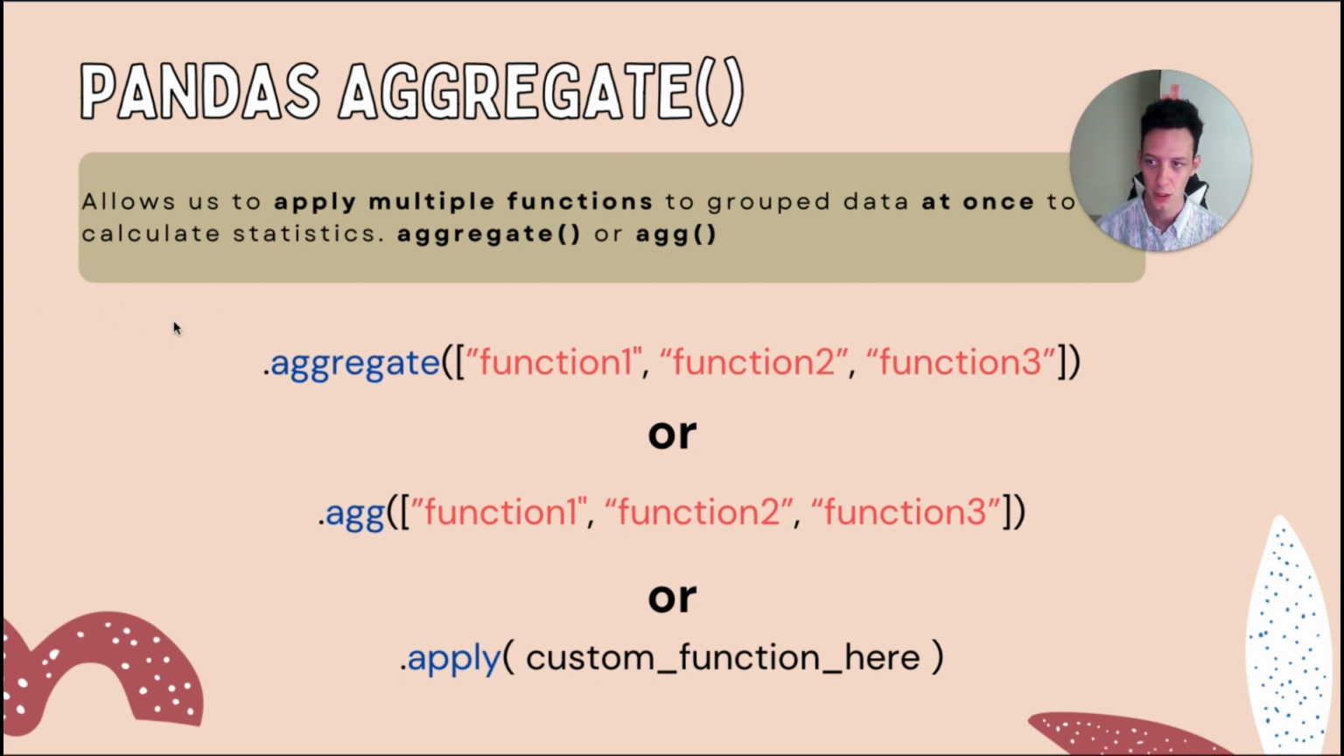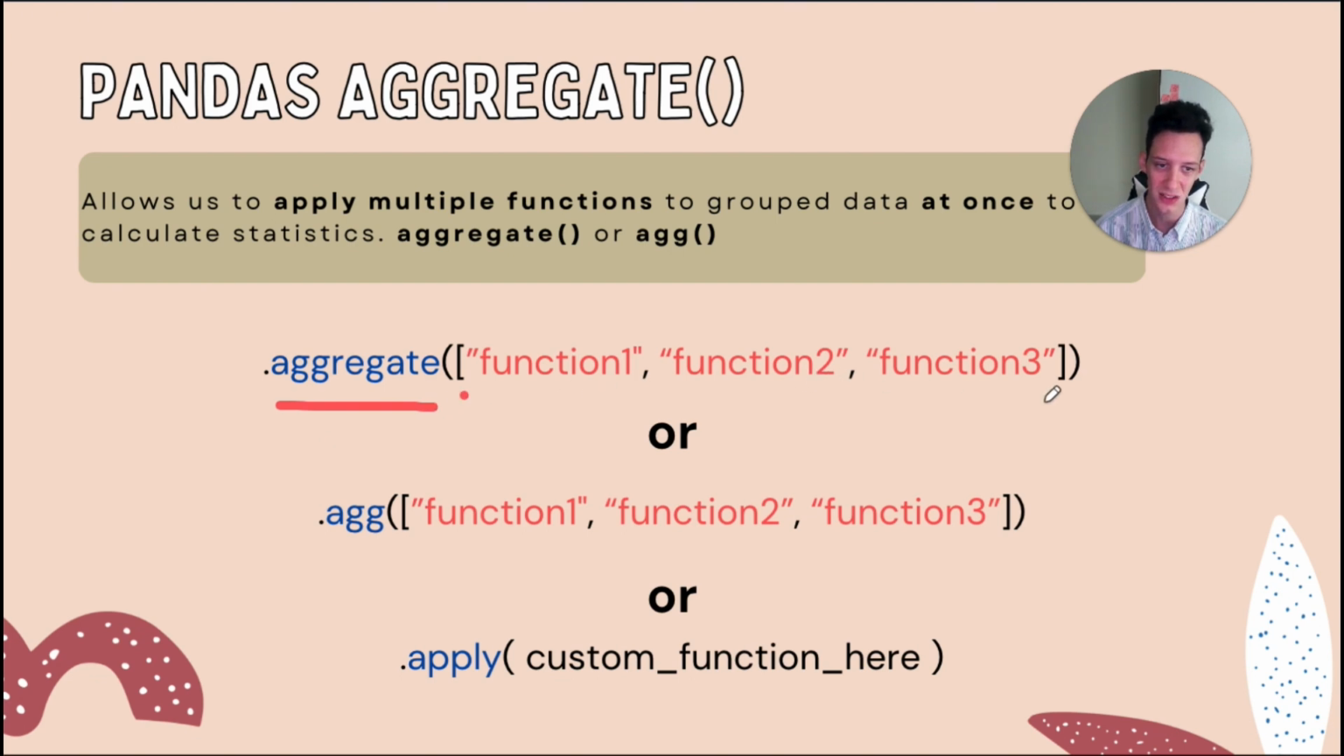All right, so we have aggregate and we have ag. Ag is just the shorthand for aggregate. So you might see both of these. Feel free to use either one. Okay, but previously we were just applying one method: mean, sum, max, min. But now I can do all that in the same line. I don't need multiple lines to find the output I'm looking for.